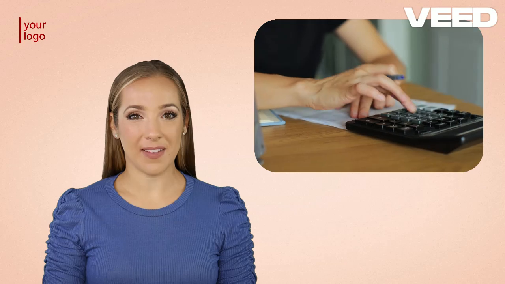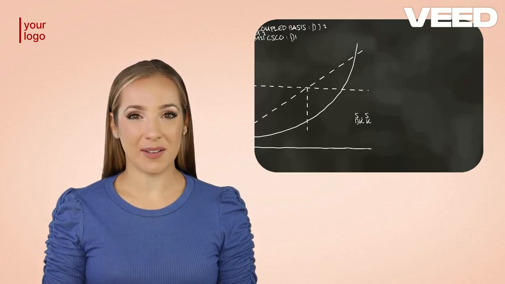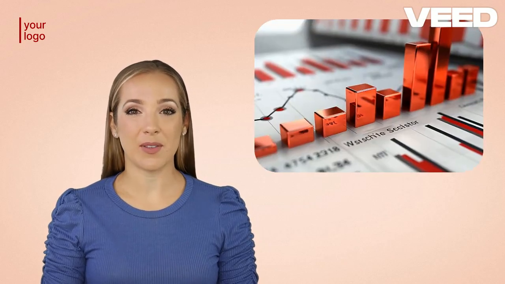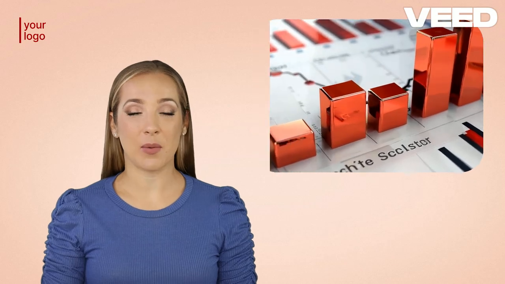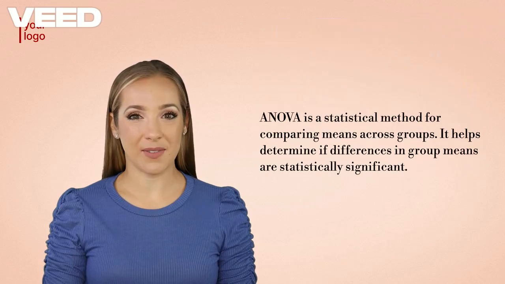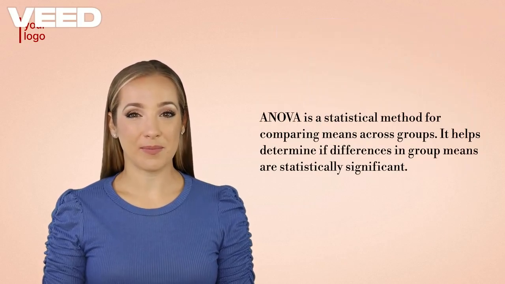Step-by-step breakdown. Calculate the total sum of squares, SST. SST equals the sum of each data point minus the overall mean, squared, where each data point is an individual observation and overall mean is the average of all observations. Calculate the between group sum of squares, SSB. SSB equals the sum of group size times group mean minus overall mean, squared, where group mean is the average of observations in each group and group size is the number of observations in each group.